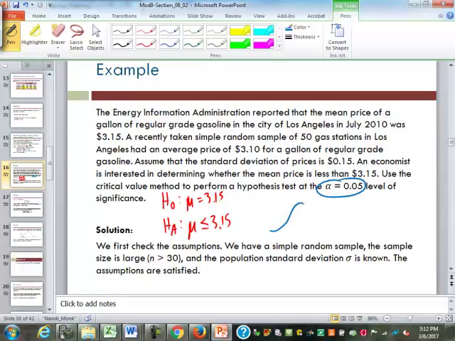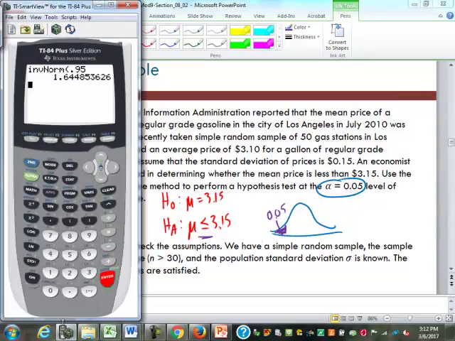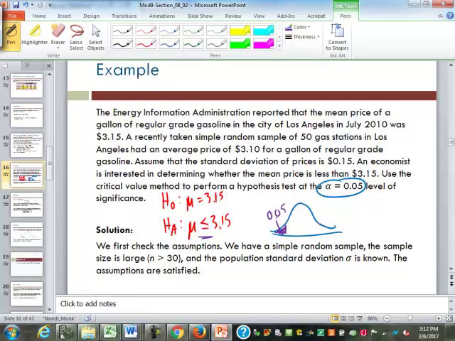So what this is saying is, here's our curve. The alternative hypothesis is less than, so we're going to reject on the lower tail here, with a probability of 0.05. So if we do an inverse normal of 0.05, we should get a negative 1.645. So that critical value is a negative 1.645.